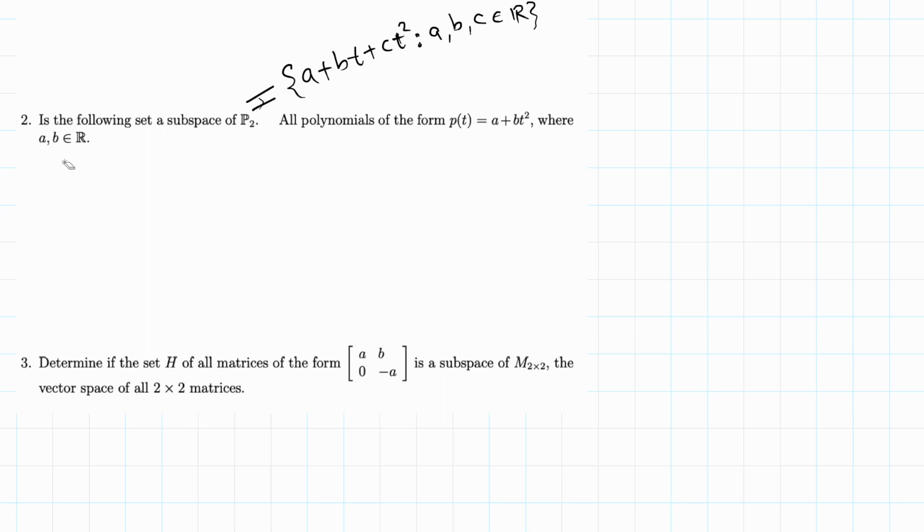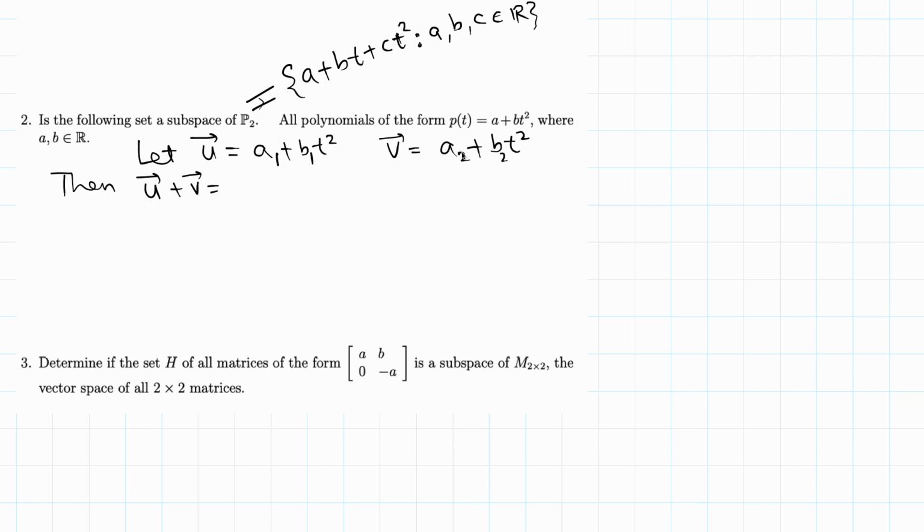Let's show the other two things. We don't have to show the first one, I mean, the zero vector is in this collection. So let's say two vectors. Let u be a plus bt square and v be a plus bt square type. We can just say a1 b1 and a2 b2, two elements. Then what is their sum?